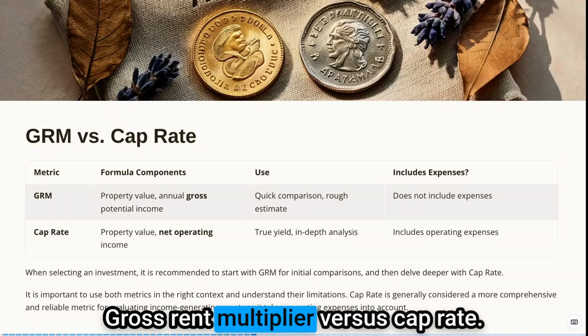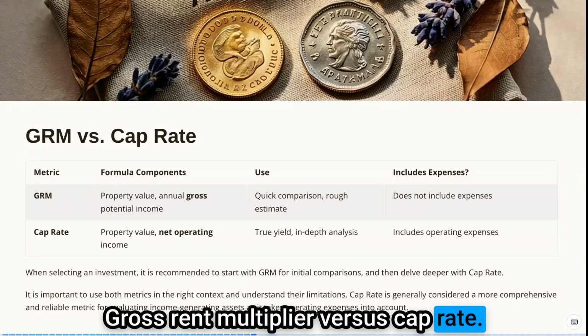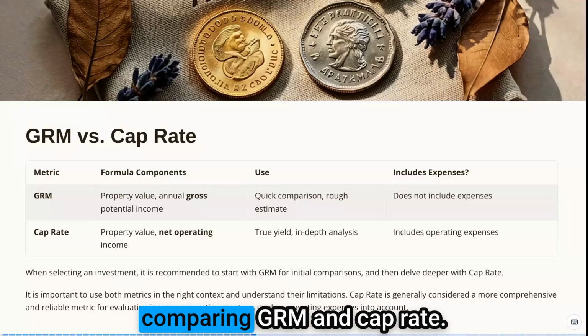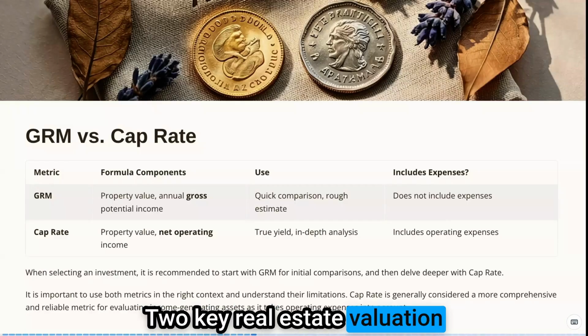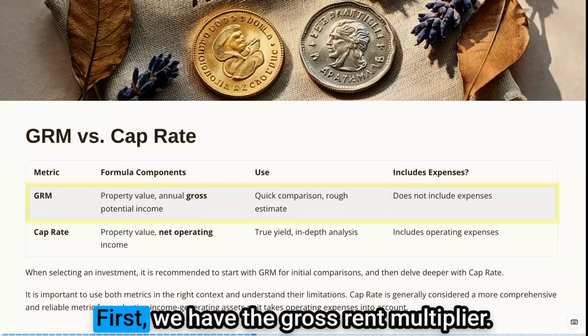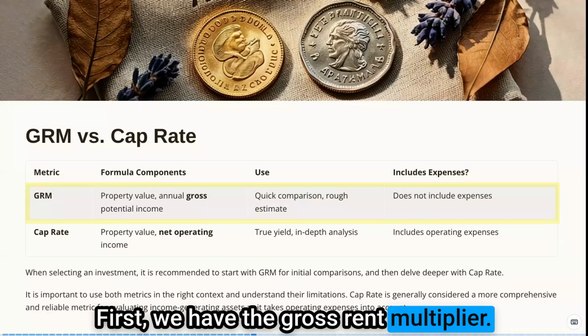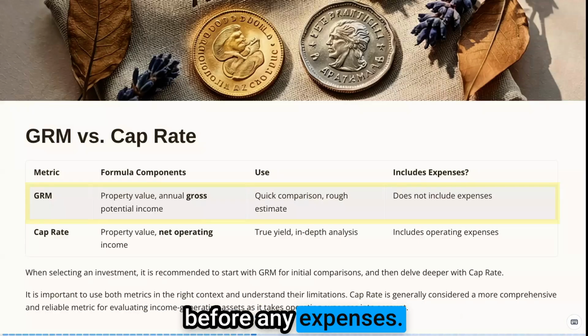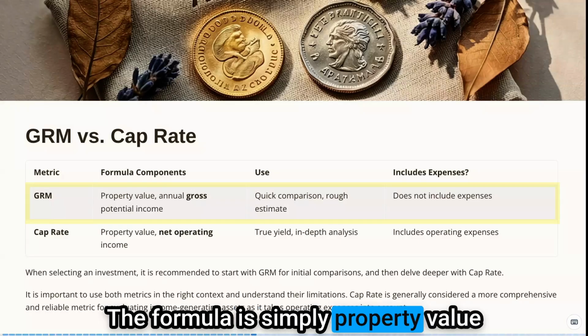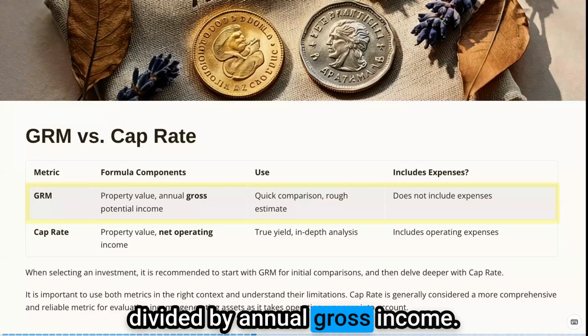Gross rent multiplier versus cap rate. Let's quickly look at this table comparing GRM and cap rate, two key real estate valuation metrics you need to know. First, we have the gross rent multiplier. It uses gross income, meaning before any expenses. The formula is simply property value divided by annual gross income.